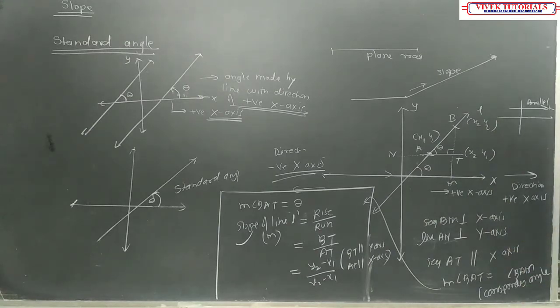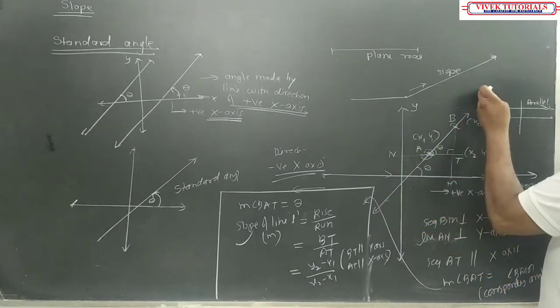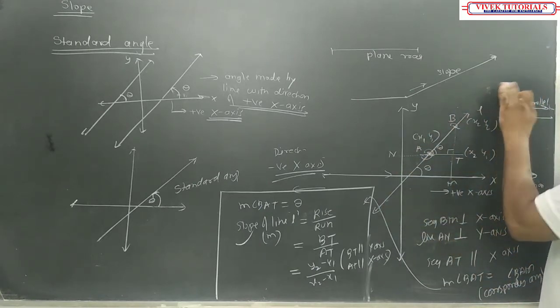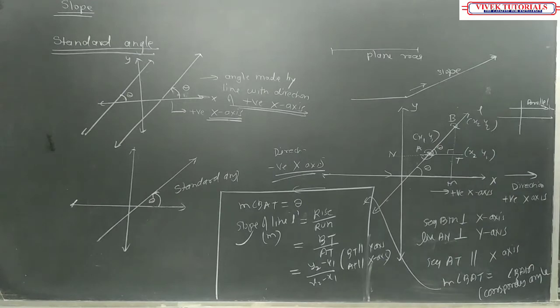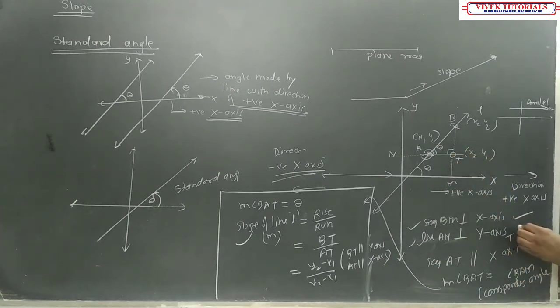To find the slope, you can take any two points on the line. I have taken these two points, A and B. Not required, you can take A over here and B over here, or B over here and A over here. You can take any two points. Now I am finding the slope. To find the slope, what do we have to do? We have to draw BM perpendicular to the x-axis, and AN perpendicular. This is intersecting at point T. So what are the coordinates of T? They are x2 and y1.